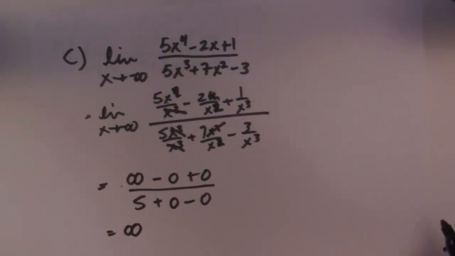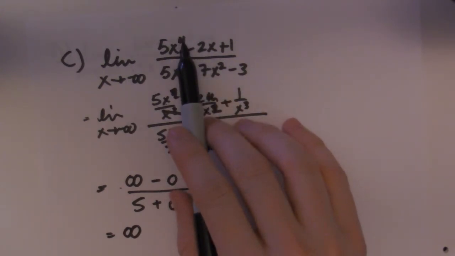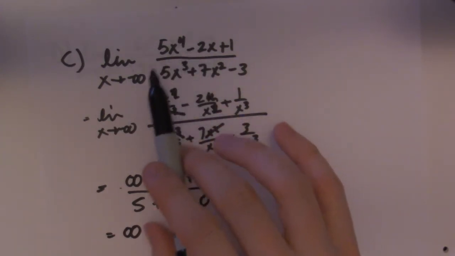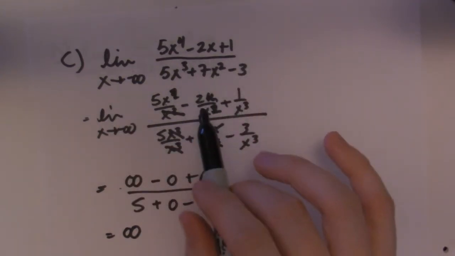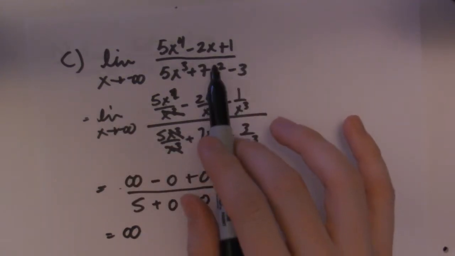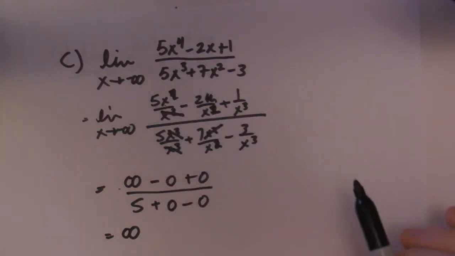So the rule is for rational functions, highest power on the top, there is no limit at infinity. So there's no horizontal asymptote. Highest power on the top, no horizontal asymptotes. So let me just summarize that piece of information.